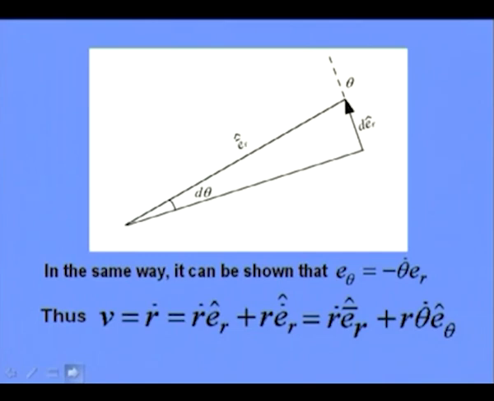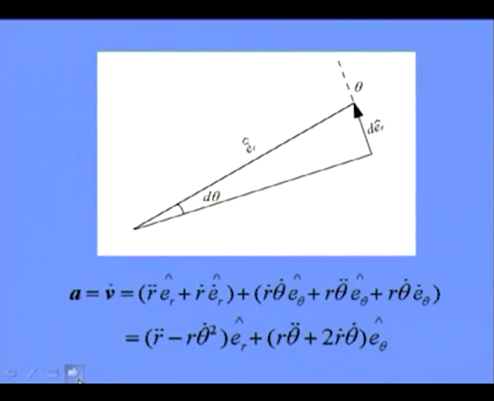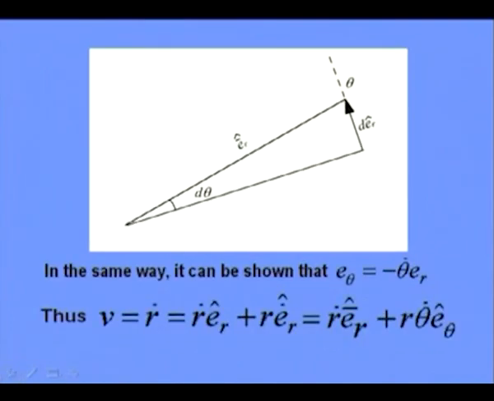Therefore, velocity has two components. One component is along the radial direction, and that is nothing but dr by dt, the change in the radius, plus another component along the theta direction, and that component is r times theta dot. By differentiating this expression for v with respect to time, we can obtain the expression for acceleration.